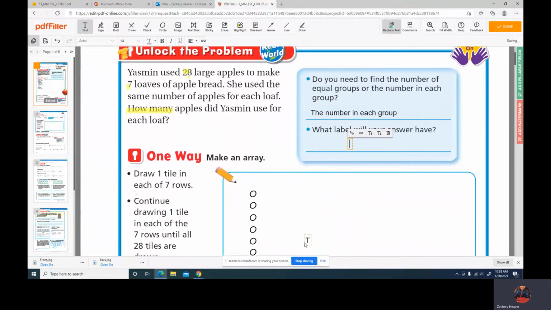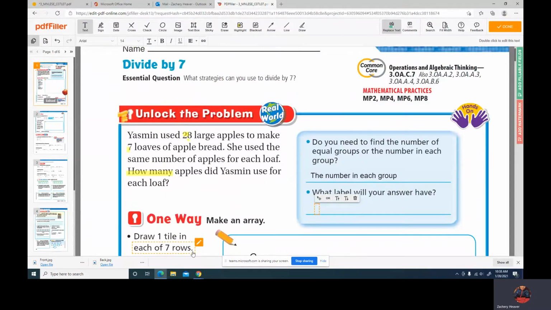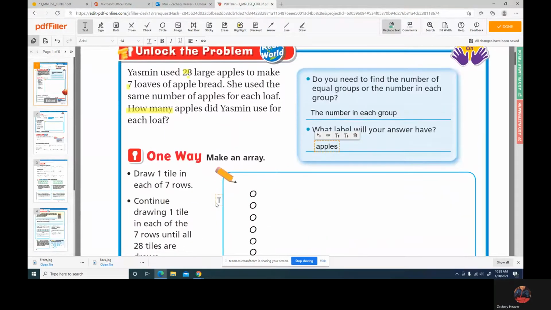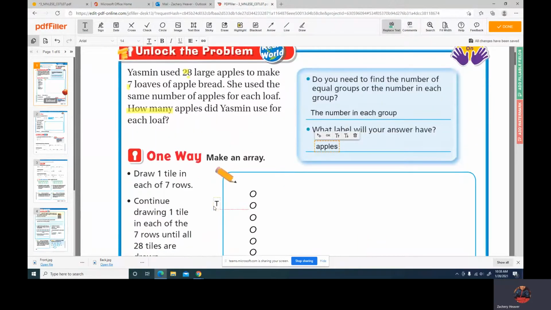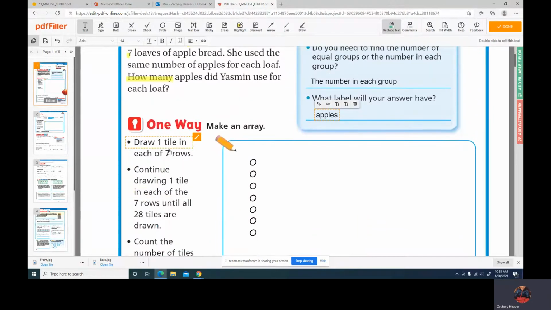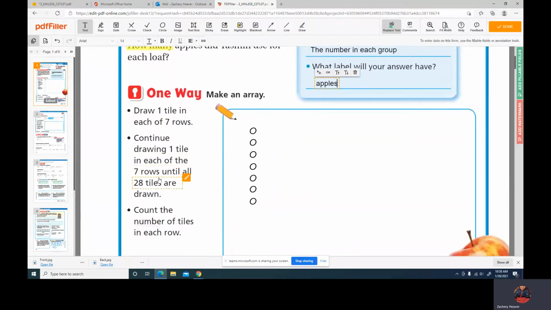So what labels will your answers have? Apples. If you look after how many, it says apples. So we know that we're going to have to draw one tile in each of 7 rows. So continue drawing in each of the 7 rows until 28 are drawn. I've already drawn 7, okay? So I have 1, 2, 3, 4, 5, 6, 7. I'm going to keep going.